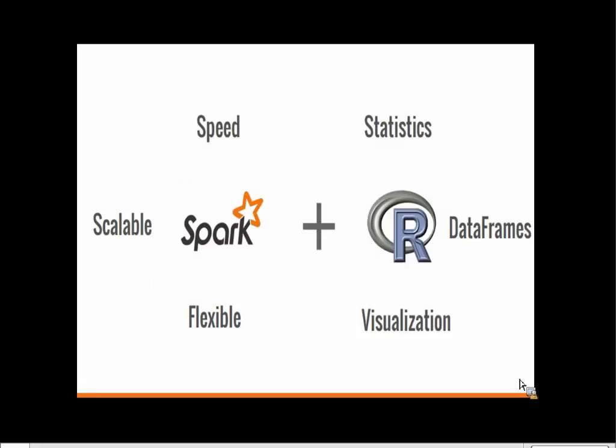Spark has high speed. They say it's even 200 times faster than Hadoop. It has integration with Python, with Scala, it has everything actually, and it is scalable and flexible. On the other hand, you have R, which has great statistics packages and beautiful, flexible data frames to work with, and all those visualization packages. So what SparkR does is combine these two into one single world.